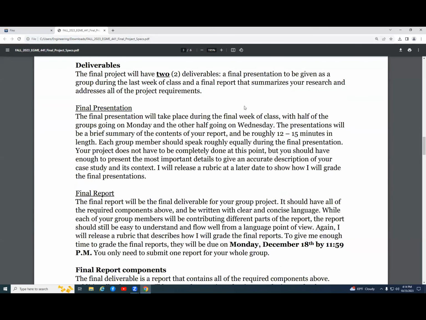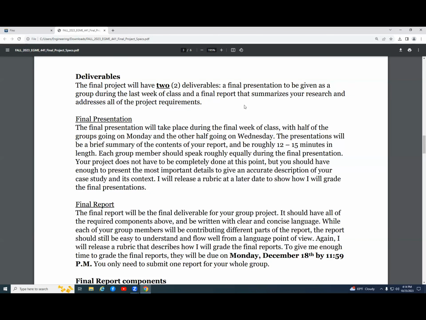Okay, deliverables. I've already mentioned this, but there are 2 things that you're going to turn in for this project. The first thing is going to be the final presentation. The final presentation is going to take place during the entire last week of lectures. So we're going to have half the groups go on Monday, and half the groups go on Wednesday.